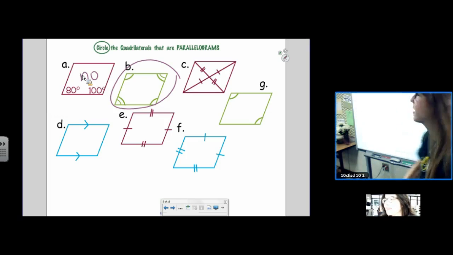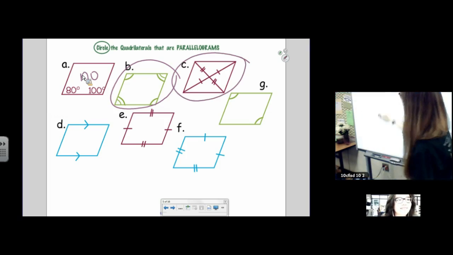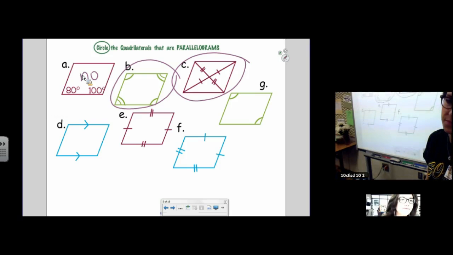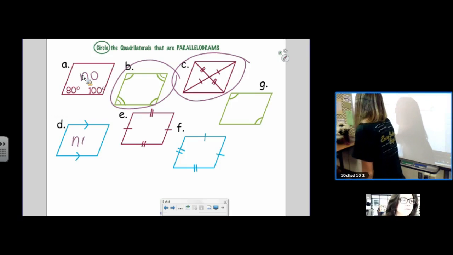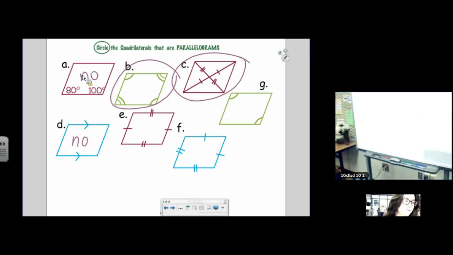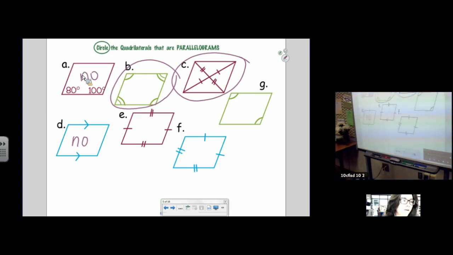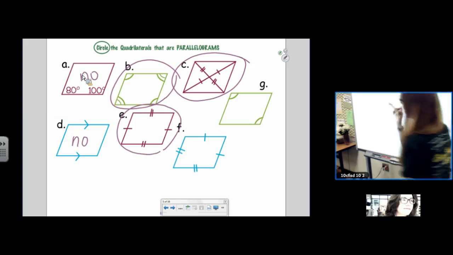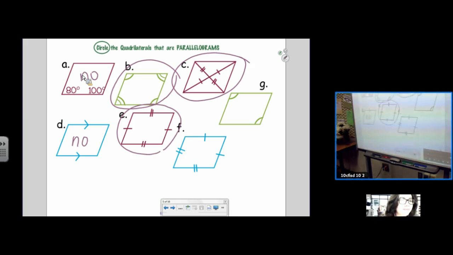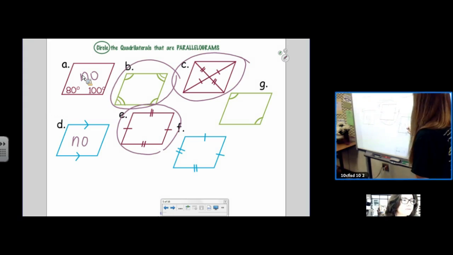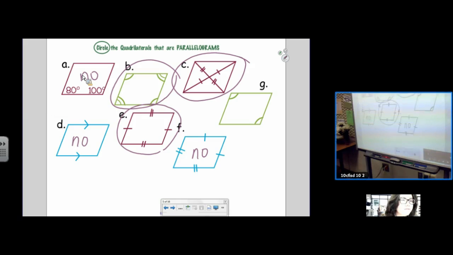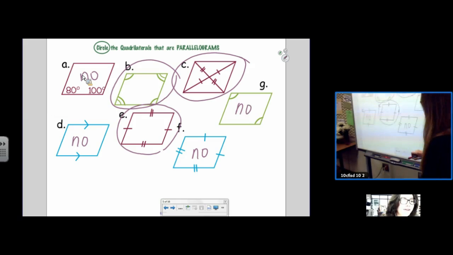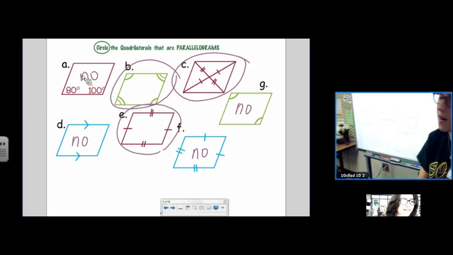What about C? Diagonals bisect each other. Yep, that's a parallelogram. What about D? Not enough information. Once again, that could be a trapezoid. That is a trapezoid. Look at E. Yes, opposite sides are congruent. Both pairs, very important, of opposite sides are congruent. What about F? You had it all ready to go. F is a kite, so it's no. And what about G? Also a no. Not enough information. You have to have both pairs of opposite angles congruent.